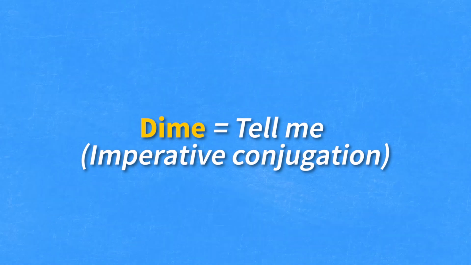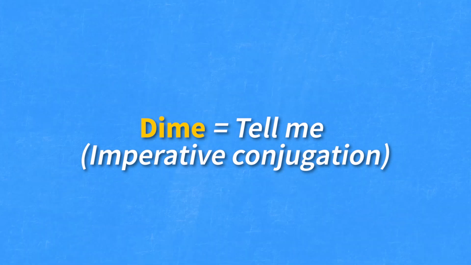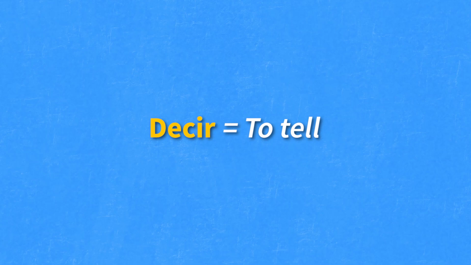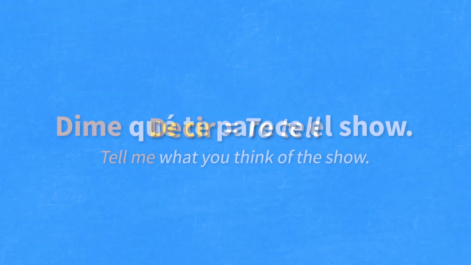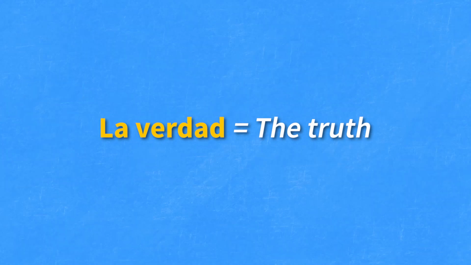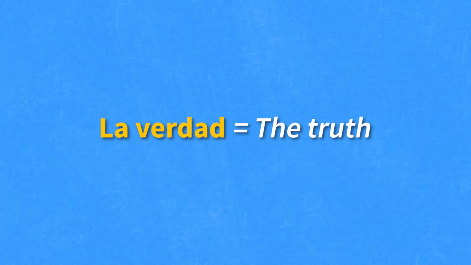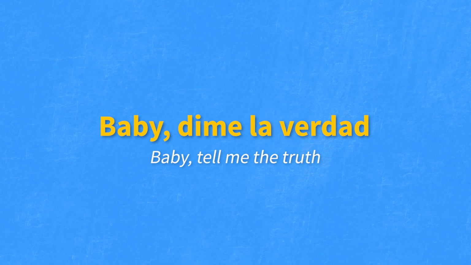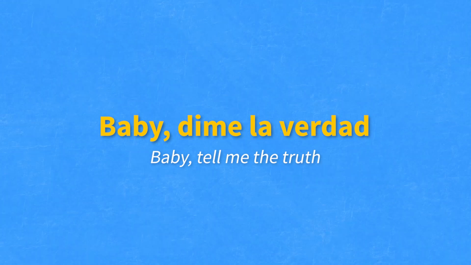Dime means tell me. Dime is an imperative conjugation and comes from decir, which means to tell. It is a way to ask someone to share information or give you an opinion. For example, dime qué te parece el show, and la verdad means the truth. So altogether, by saying, baby, dime la verdad, Bad Bunny is asking this girl to tell him what is really happening.